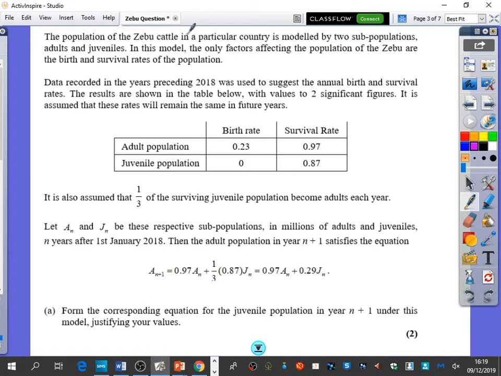And it says the population of the zebu cattle in a particular country is modeled by two subpopulations, adults and juveniles. In this model, the only factors affecting the population of the zebu are the birth and survival rates of the population. Okay? What's the survival rate going to be talking about, do you think? What kind of things is... Yeah, it's like what percentage of them are surviving and what are the possible reasons that they're not surviving?